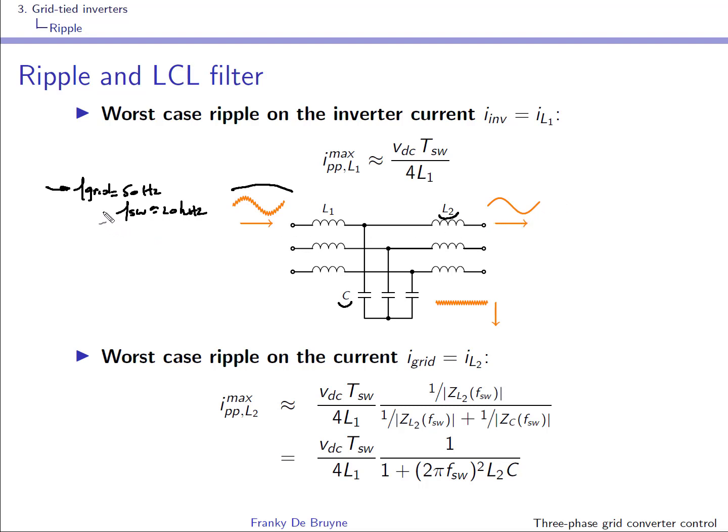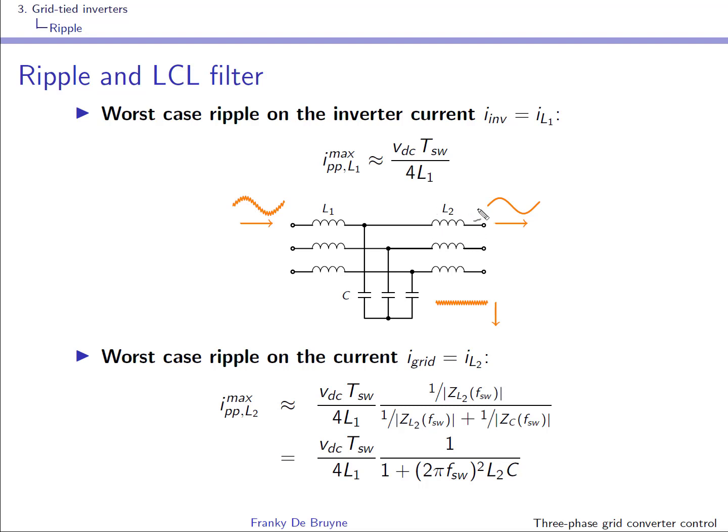Whereas at the switching frequency this impedance will be small and this impedance will be high, so the component at the switching frequency around 20 kilohertz will preferably take this way over here. Well, there will be some ripple that will go through the second inductor, but it will be small because of this impedance being very large.